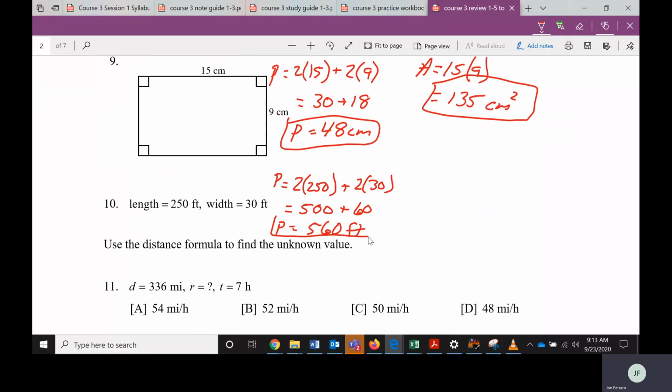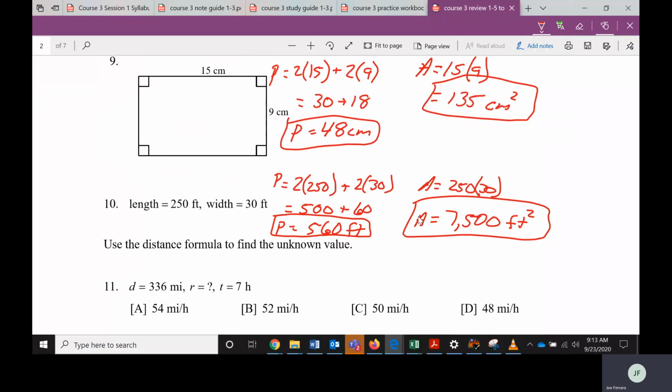Area is generally easier, length times width, 250 times 30. Okay, and some of you might be able to do that without the calculator. Otherwise, type in your calculator. Even if you do it without, double check with the calculator since it's a test. And 7,500 feet squared is the area. Also make sure I know which one's area, which one's perimeter. Okay.